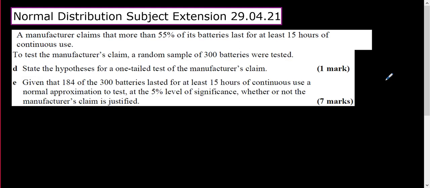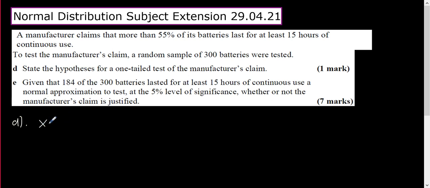So then we do get back into some maths. We've got a manufacturer claiming that 55% of its batteries last for at least 15 hours of continuous use. To test the claim, a random sample of 300 were tested. State the hypotheses for a one-tailed test. And again, this is all binomial, which isn't necessarily on the A level, but it's getting into this approximation, which could be. So, state the hypotheses.